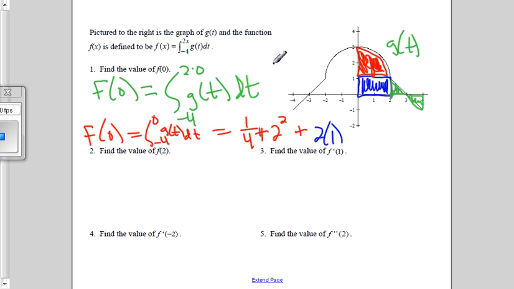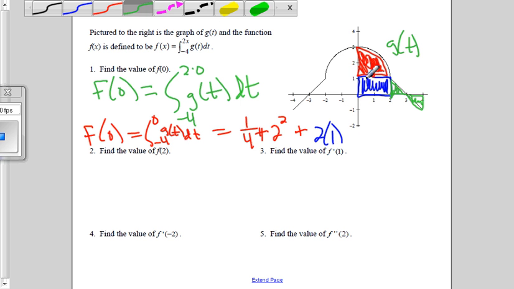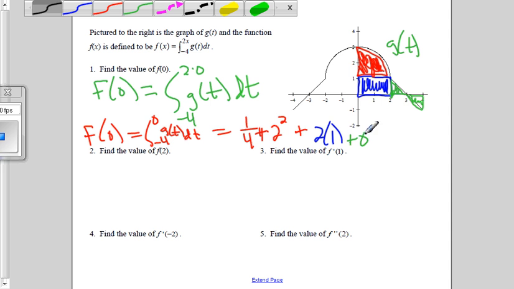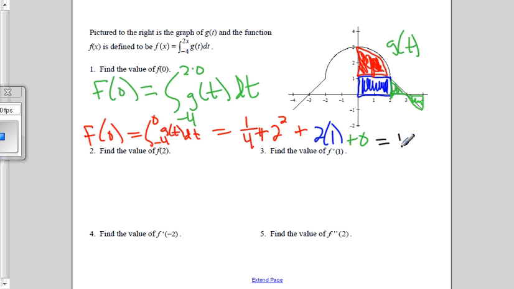And then hopefully with the green, we notice that it's exactly the same triangle above the x-axis as it is below. So plus 0. So now we can write this as our final answer. So this is 1/4 pi times 4, which is just going to be pi. So we're going to get pi plus 2. Remember, the area above the x-axis is positive, area below the x-axis is negative.